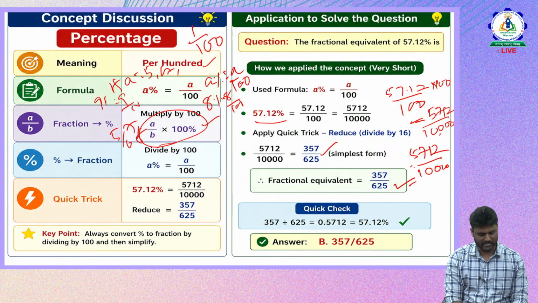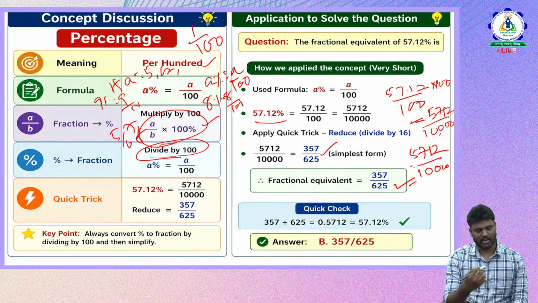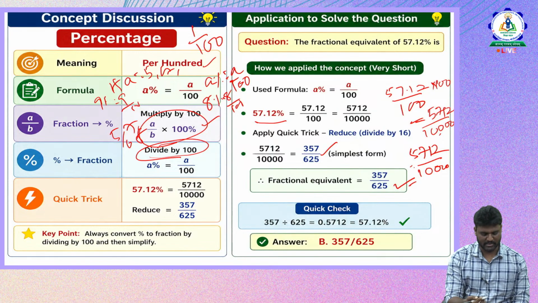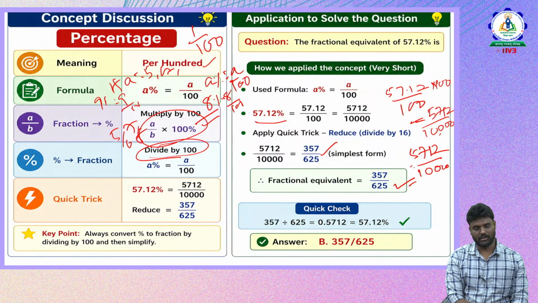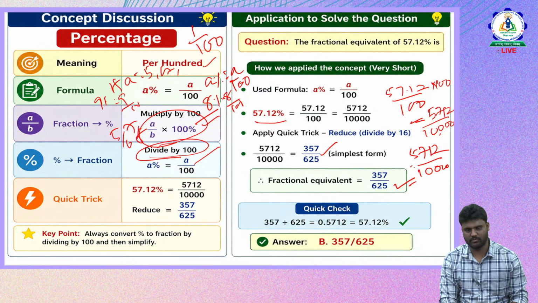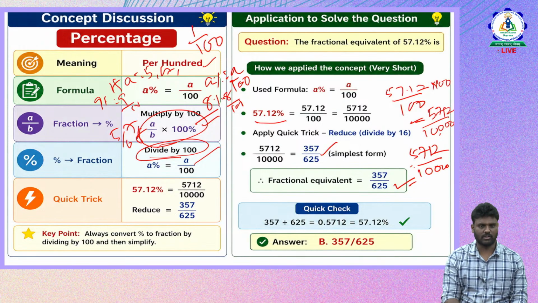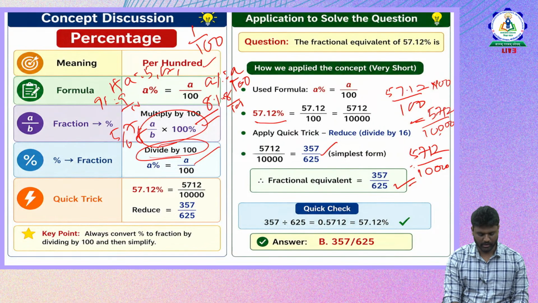Now in some cases they may ask you to convert a percentage into a fraction. In that case we divide by 100. So when they give a fraction and ask you to convert into a percentage, we multiply with 100. But when they give a percentage and ask you to convert into a fraction, we divide by 100. These are the two formulas we need to remember when solving percentage problems in CTET paper 1 and paper 2.